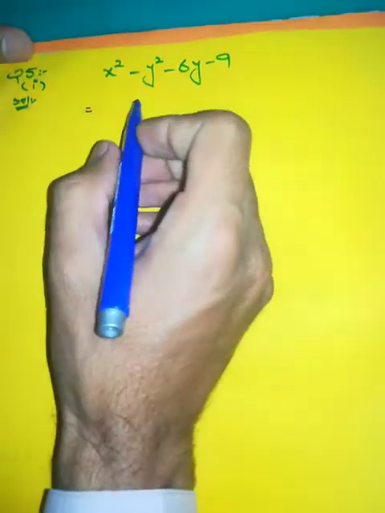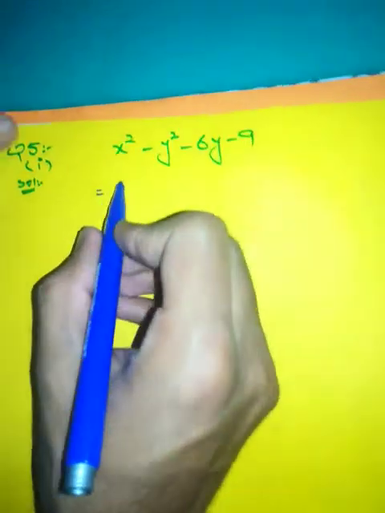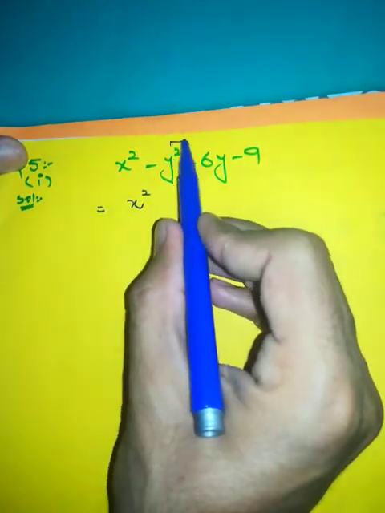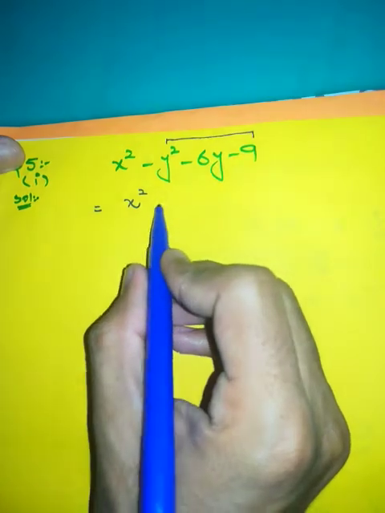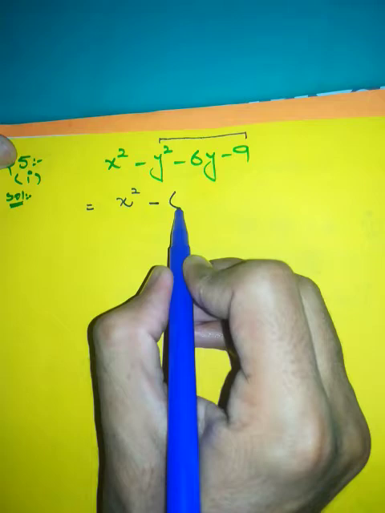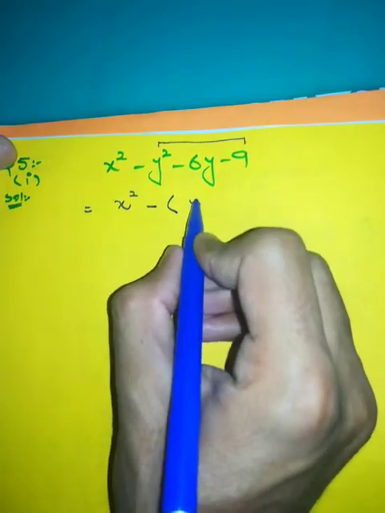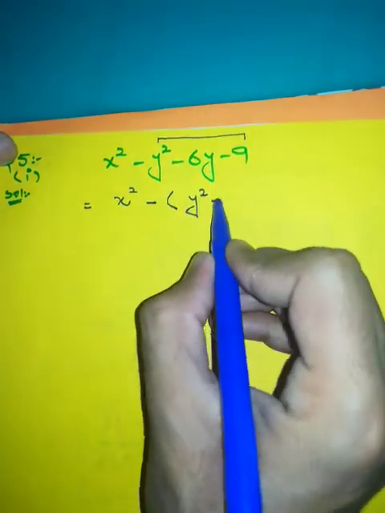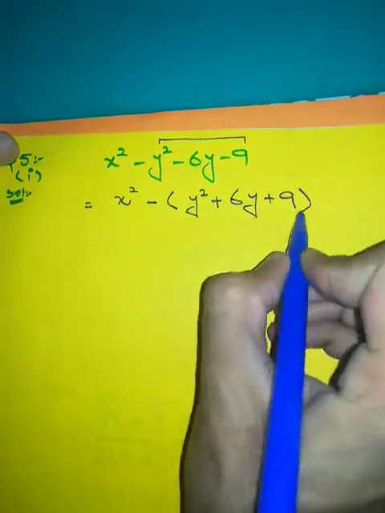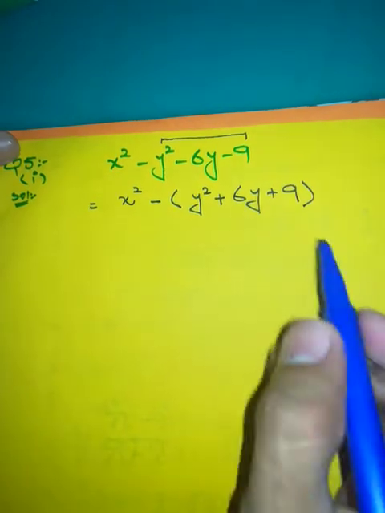Let's start. The first part of question 5 is x square minus y square minus 6y minus 9. By solving, taking a minus common from the three terms, in the bracket we will get positive y square, positive 6y and positive 9. It means the signs change when a negative is taken common.